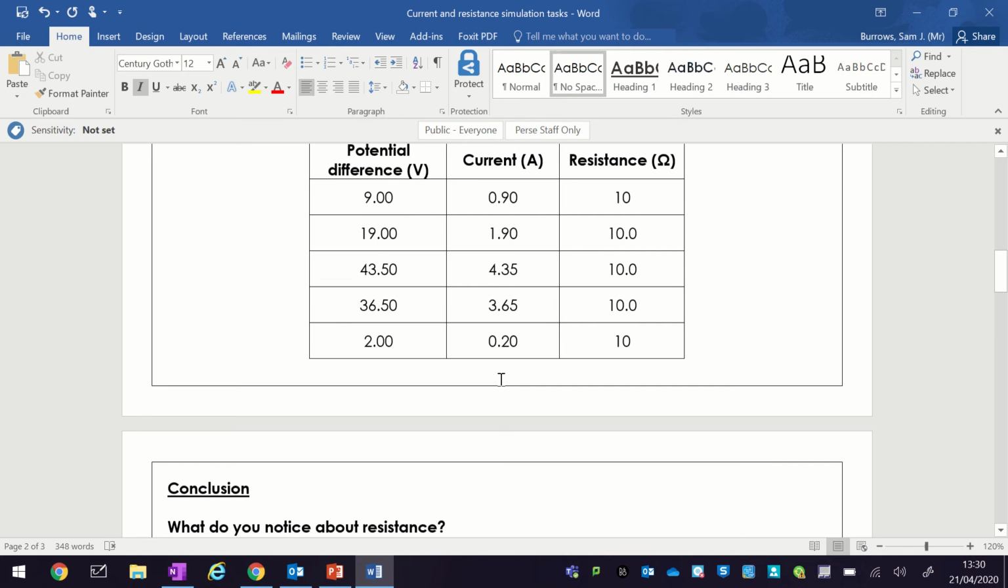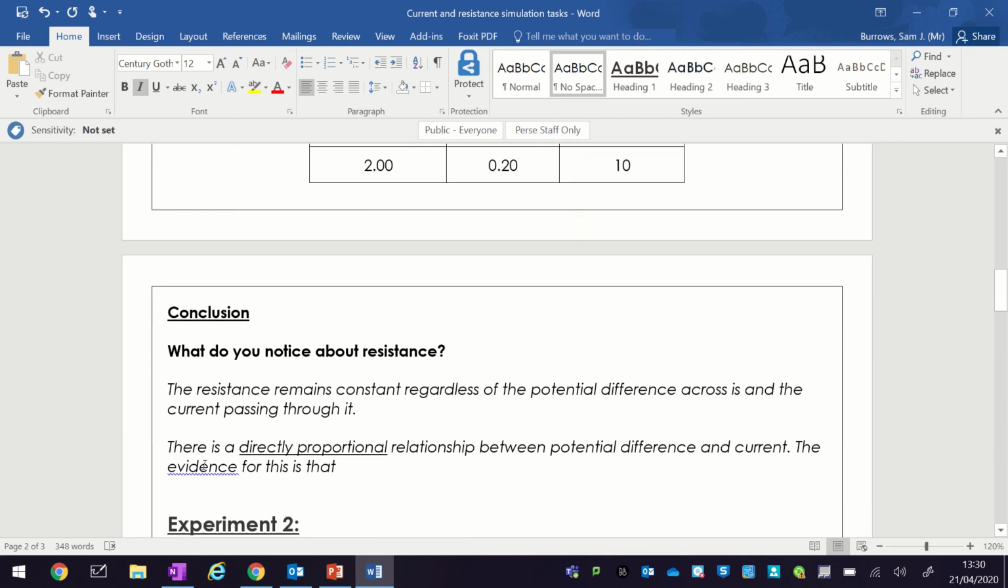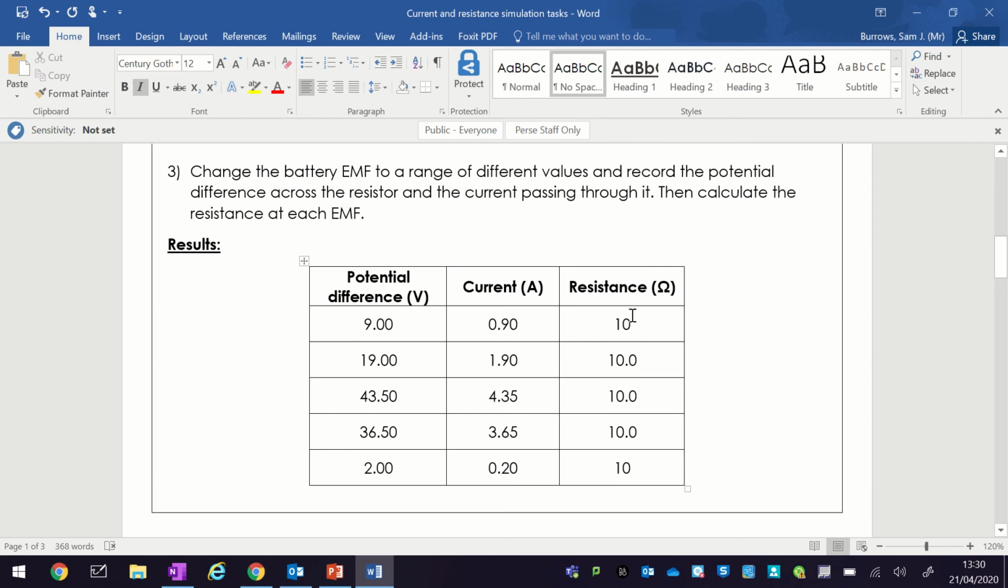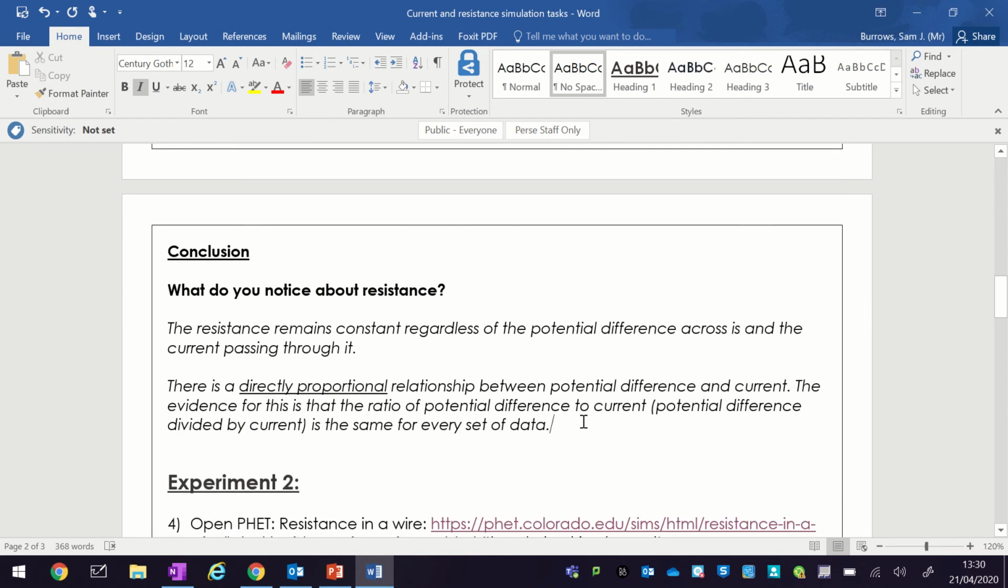In terms of the evidence for that, the evidence is that the ratio of potential difference to current is the same. We handily calculated that and we call it the resistance. So this is what this resistance is: it's the ratio of potential difference to current, and it's the same for all of them. So that is evidence for being directly proportional.